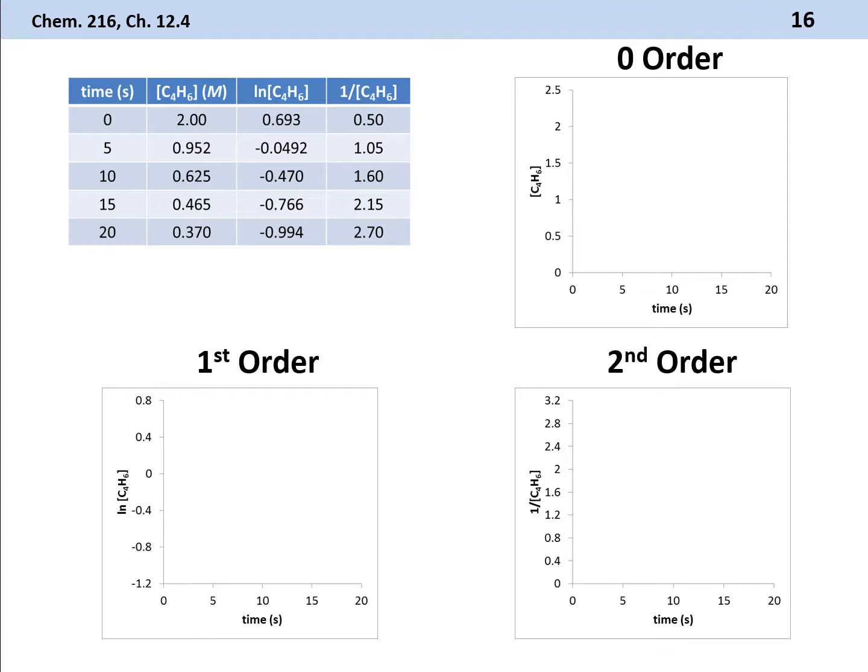Okay? So I'm going to start off by taking my concentrations versus time. So at time 0, I have 2. At 5 seconds, I have 0.952. At 10 seconds, I have 0.625. At 15 seconds, I have 0.465. And at 20 seconds, I have 0.37. Okay? Now, I can use Excel, but even without that, I can see that that doesn't quite look like a straight line, right? A straight line would be something like that, right? Okay, let's do the first order.